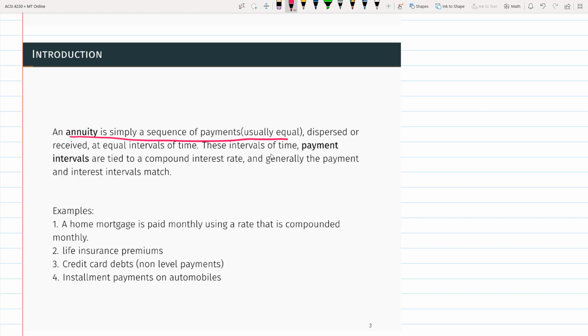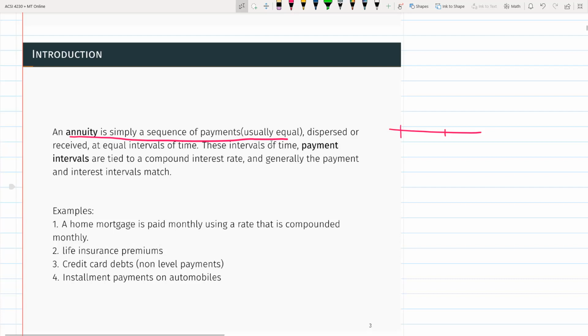For example, let's say you're going to receive payments every 6 months. And if interest is compounding every 6 months, then they're going to match. If the interest compounds every month, then they are not going to match. So that's another thing you need to consider when you are talking about annuities.